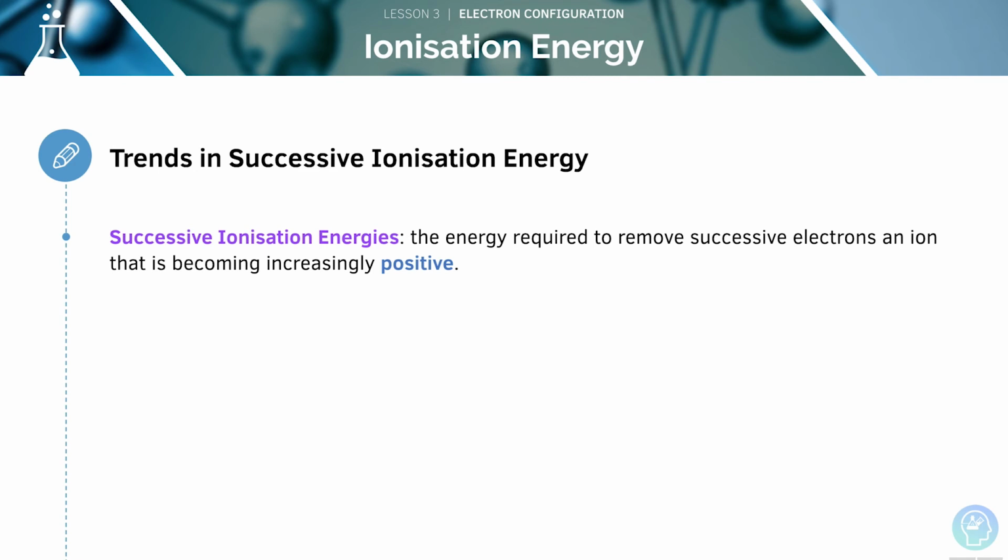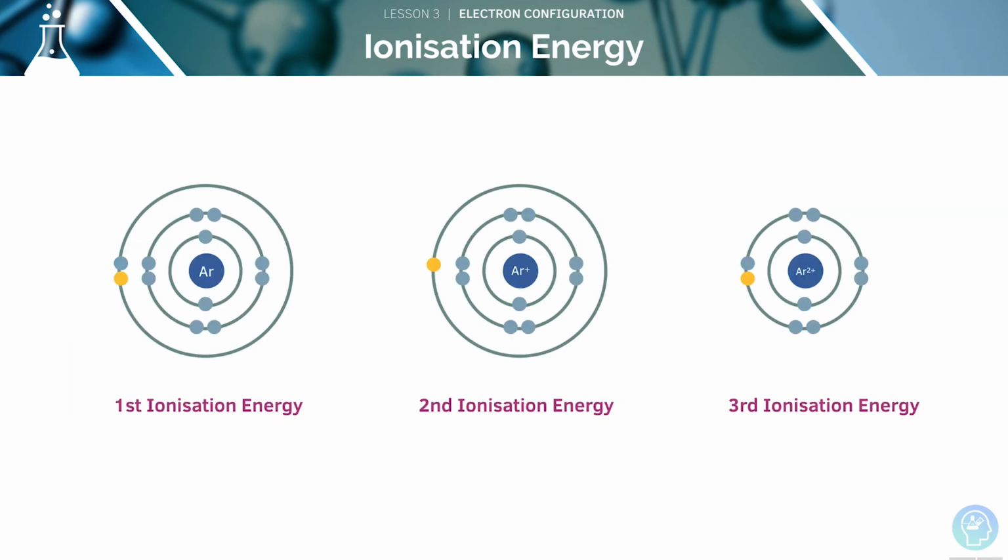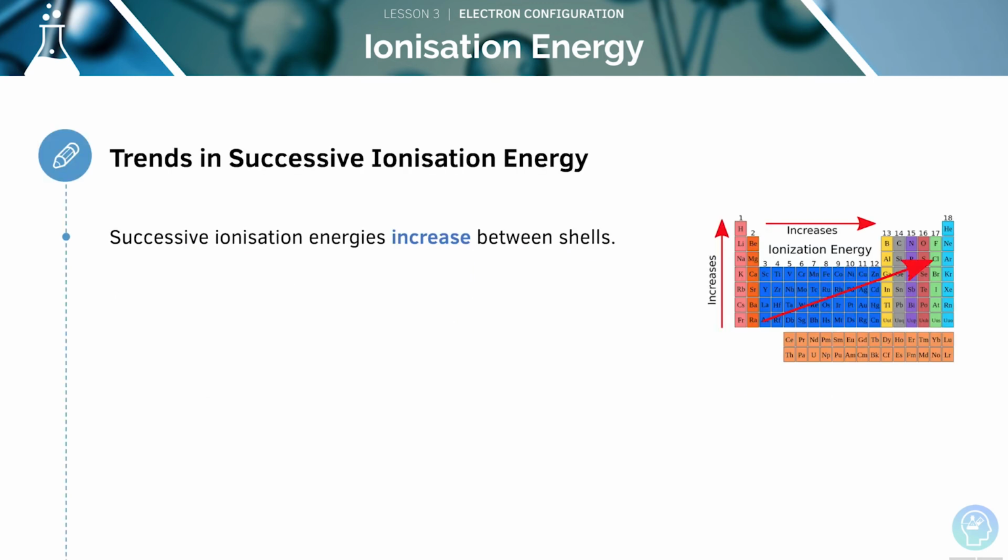We'll now move on to the final specification point. Every time there is a sudden jump in ionization energy, we can tell that another shell has been entered. This means that more and more electrons will be removed, each from an ion that is becoming increasingly positive. Here, we can see the successive ionization energies of argon.